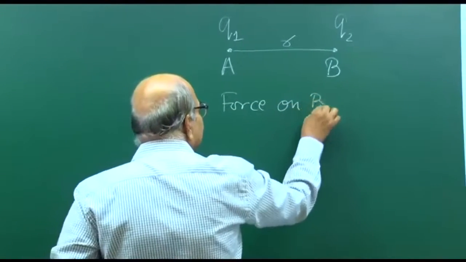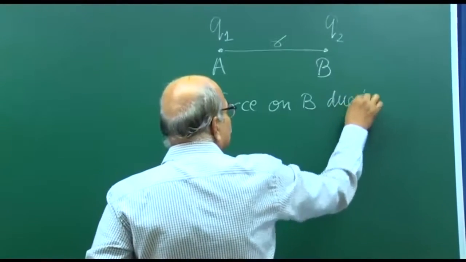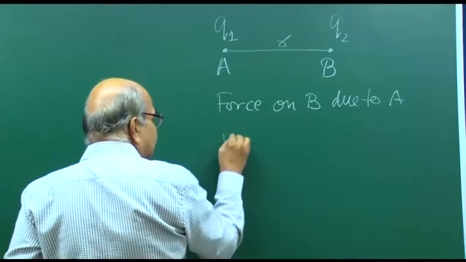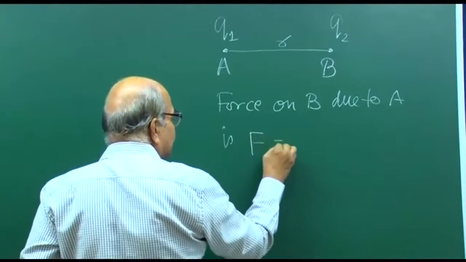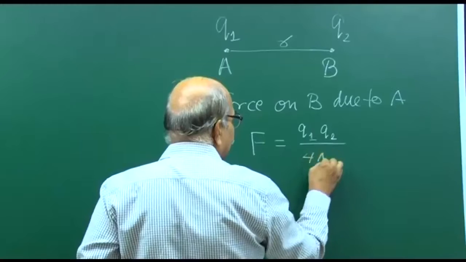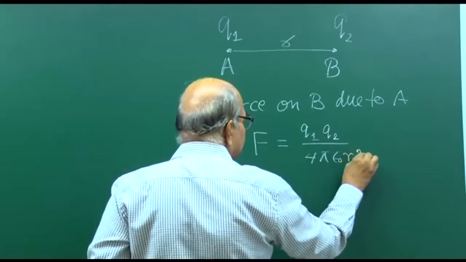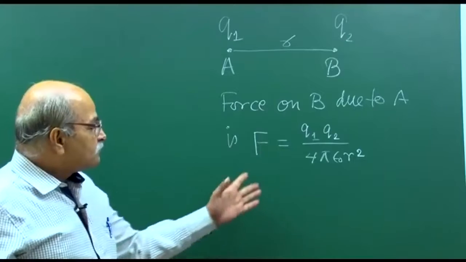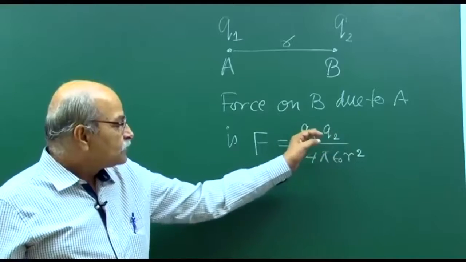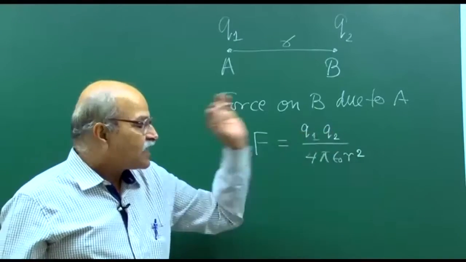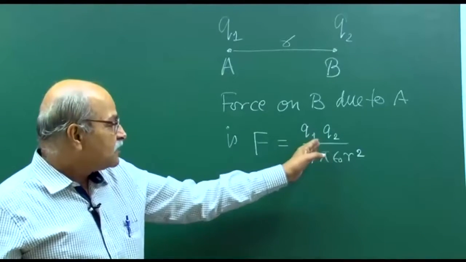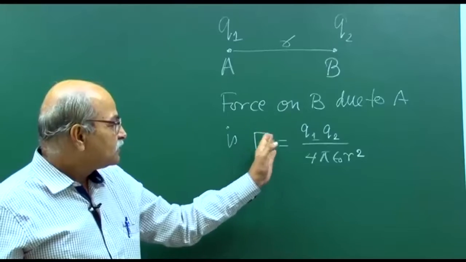So, if that happens, then the electrical force on, say, B due to A is given by F is equal to Q1 Q2 over 4 pi epsilon naught R square. And with proper direction: if the signs of Q1 and Q2 are the same, both are positive charges or both are negative charges, then this whole thing is positive and it gives me the magnitude of the force.